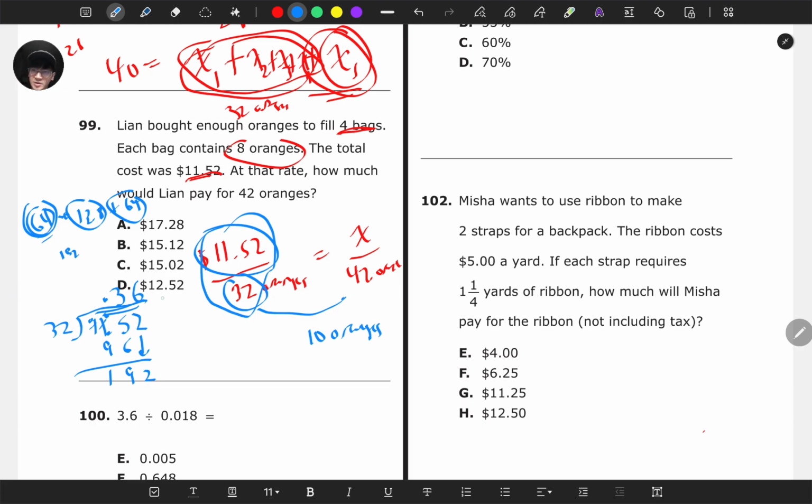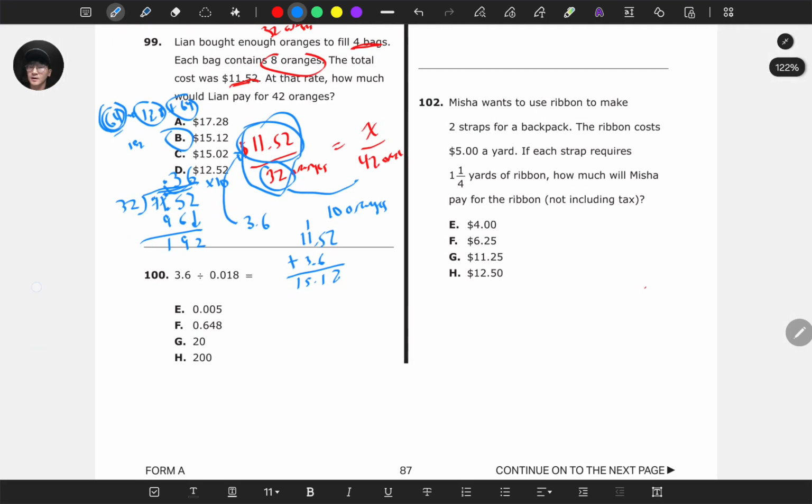So for 10 oranges, I multiply that by 10. That means I shift this decimal by 1 to the right, so it's going to be 3.6 for 10 oranges. So $3.60 has to be added to this. So I do 11.52 plus 3.6, 2, 5, 11, 2, 5. It's got to be 15.12, which is choice B.